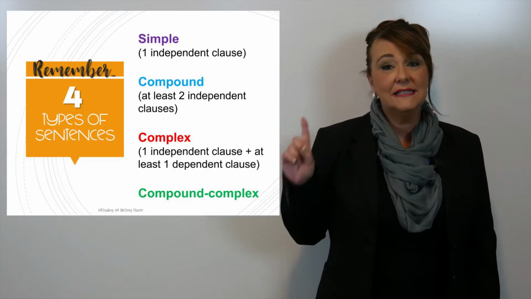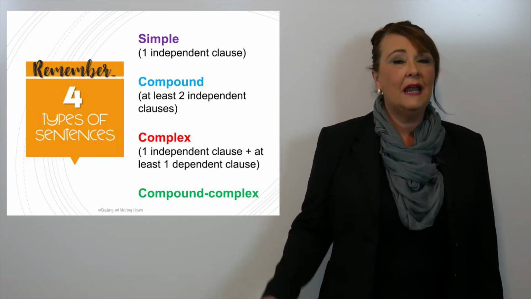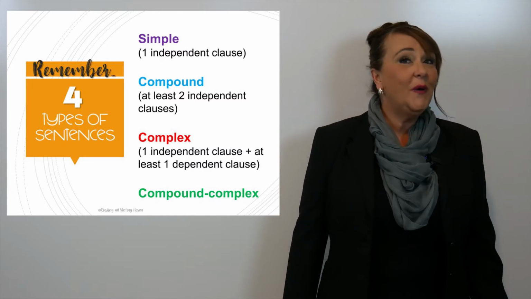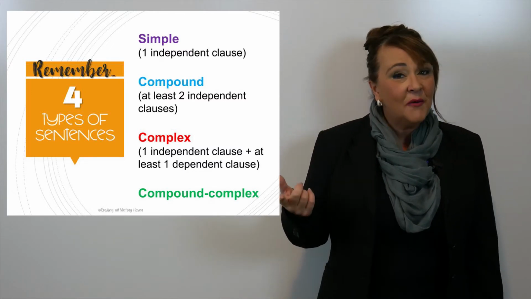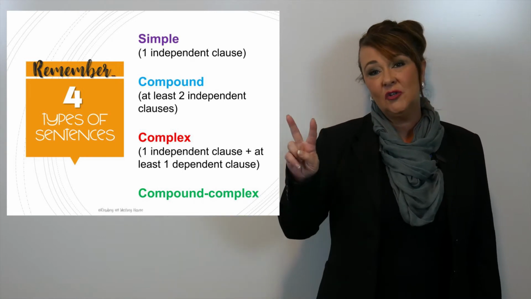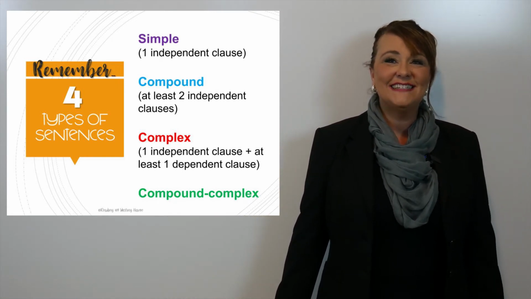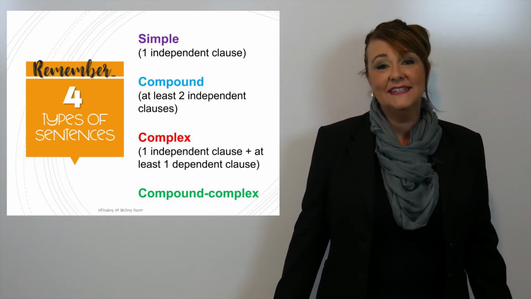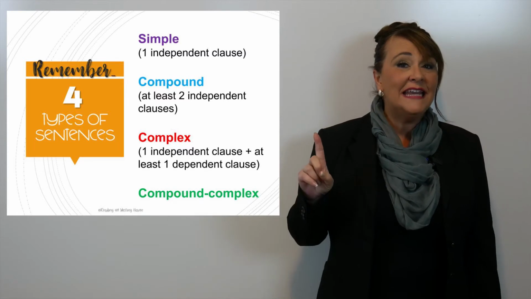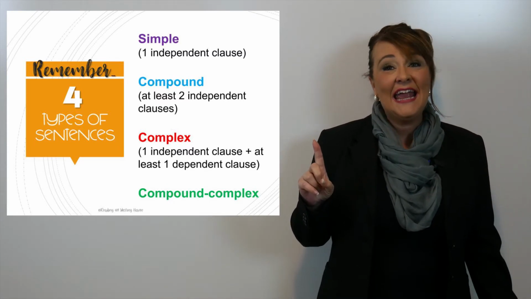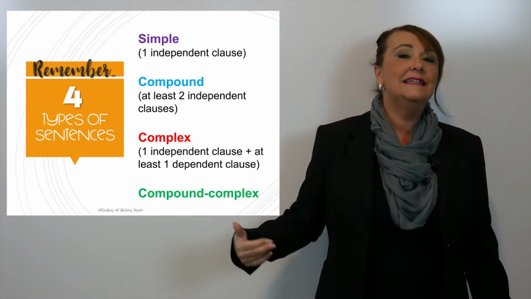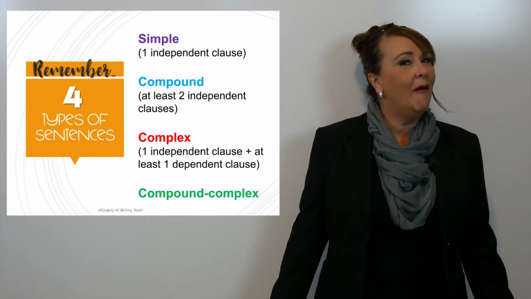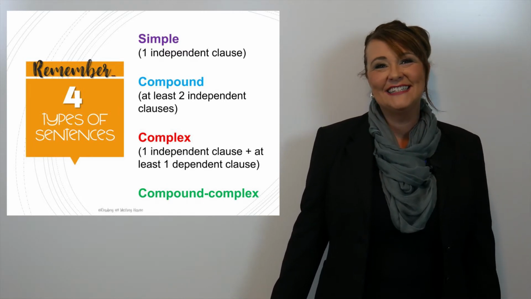But let's review the other sentence types that we've talked about so far. We talked about simple sentences, which contain one single independent clause. We also talked about compound sentences, which have 2 independent clauses. In the last unit, we talked about complex sentences, which have 1 independent clause and at least 1 dependent clause. And now we're going to talk about compound complex.